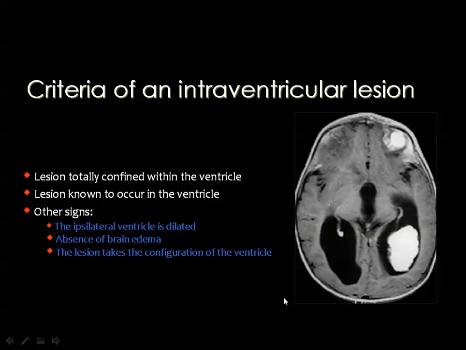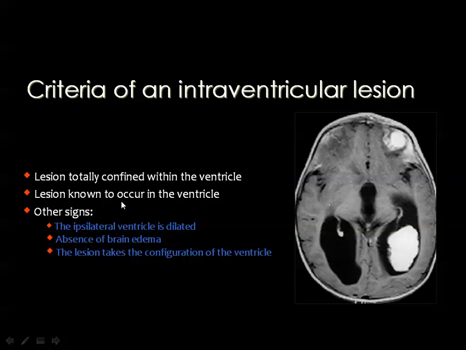Then how do we know first that this lesion is inside the ventricle? We have certain diagnostic criteria, and we should ensure first that this lesion is an intraventricular lesion in order to go into the differential diagnosis. One of the easiest things is to see the lesion totally confined within the ventricle, like this tumor. You can see a homogeneously enhanced lesion totally located within the occipital horn of the left lateral ventricle.